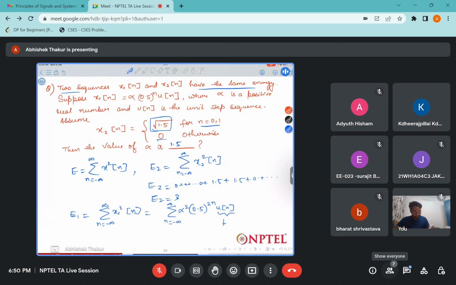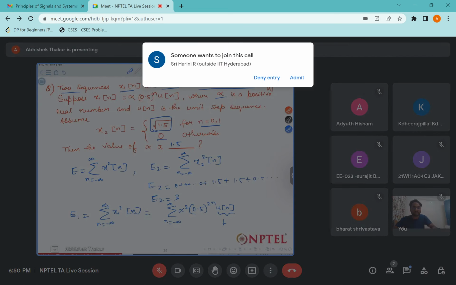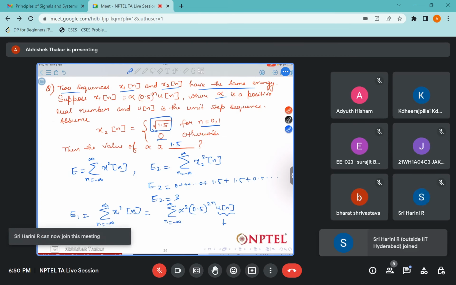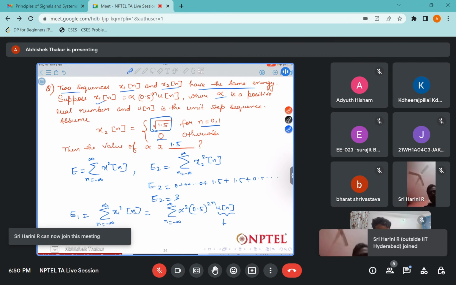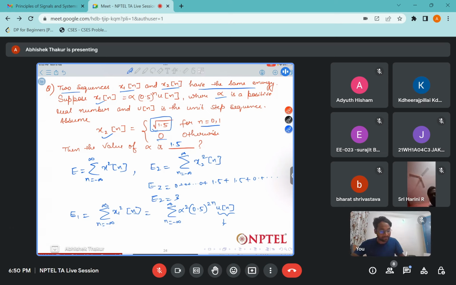Actually, in this question, it is given that both the signals x1[n] and x2[n] have the same energy. So we have to find the value of alpha. First we will find the energy of signal x1[n], then the energy of x2[n]. We will equate both because both have the same energy, and after that we will get the value of alpha.